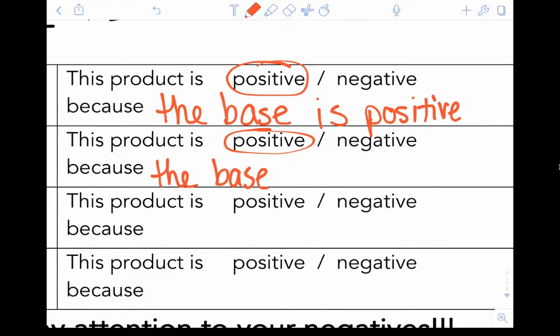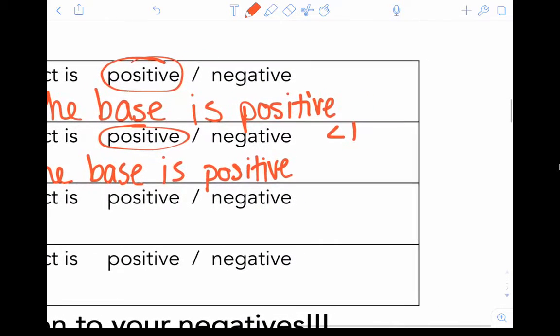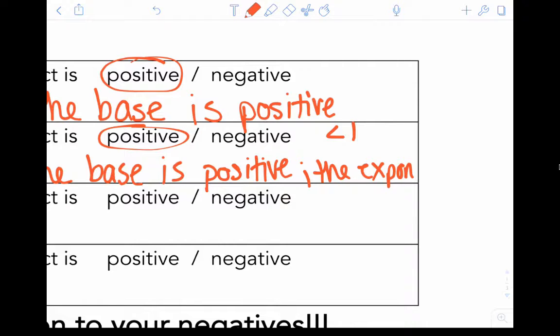And then the other thing I want to think about is, is this less than 1 or greater than 1? So if I think about 1 over 125, that number is less than 1. And it's less than 1 because the exponent is negative. So the exponent makes this number less than 1.